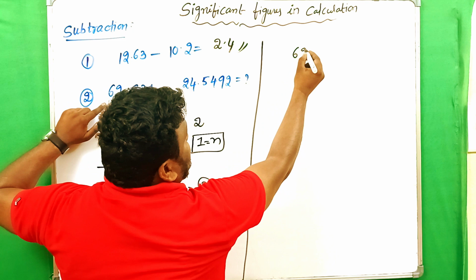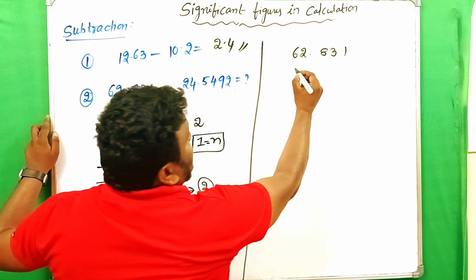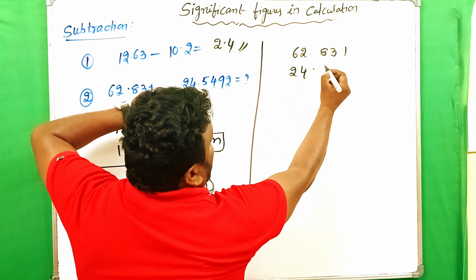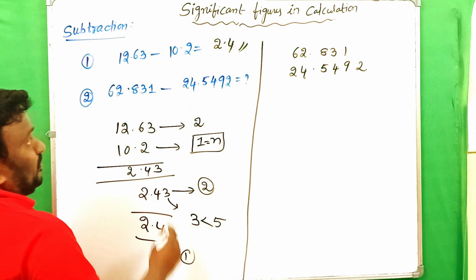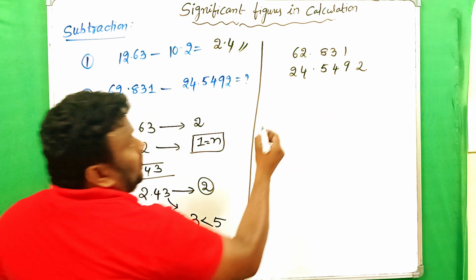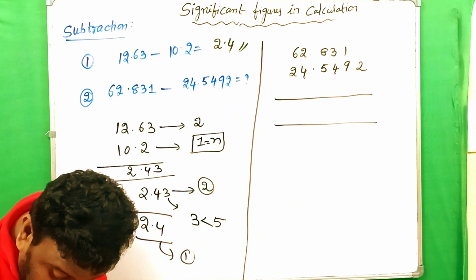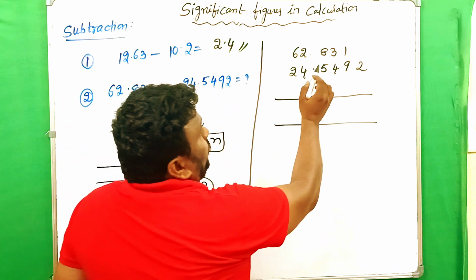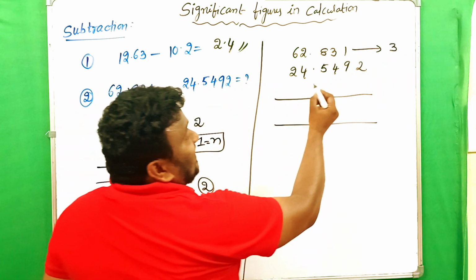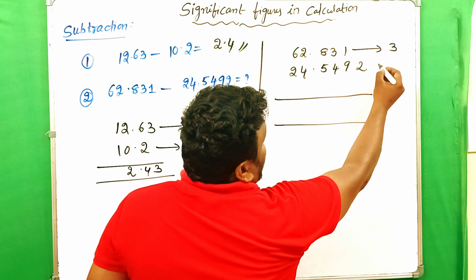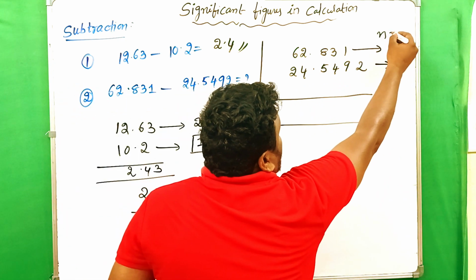In the same manner, we have another example. One is 62.831 and the next one is 24.5492. So we have to subtract these two. You have to check how many decimal places are in each number. So here, 1, 2, 3, in the first number how many decimal places? 3, and in the second number how many are there? 1, 2, 3, 4. Clear? So here what is the n value? n is equal to 3.